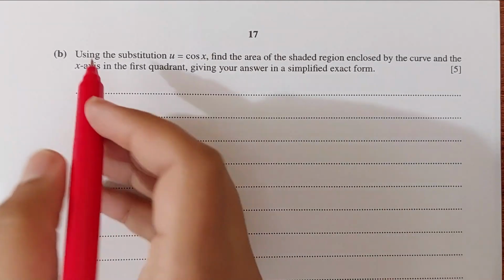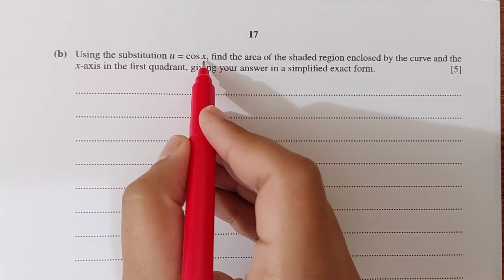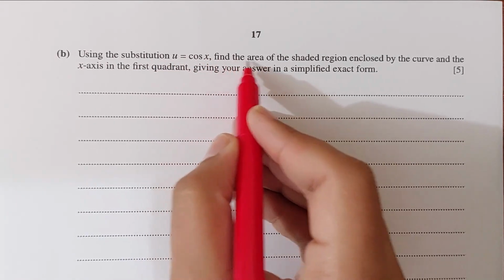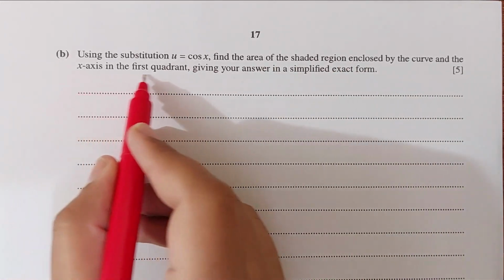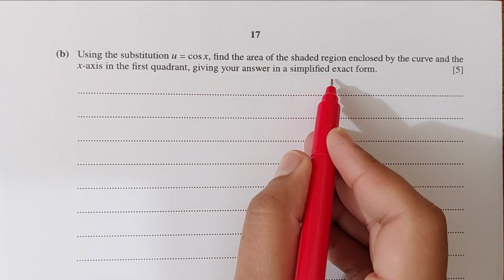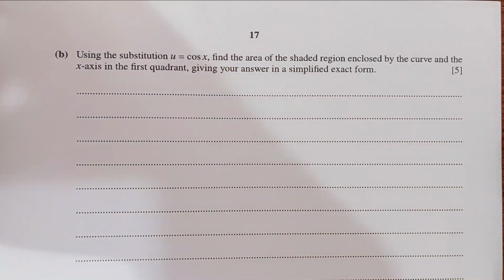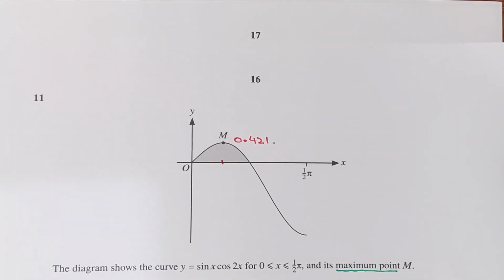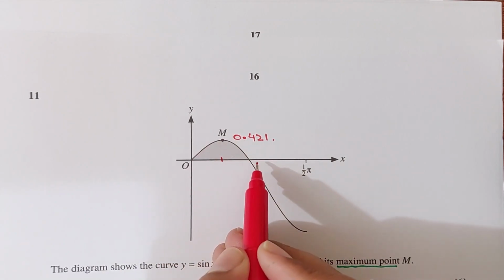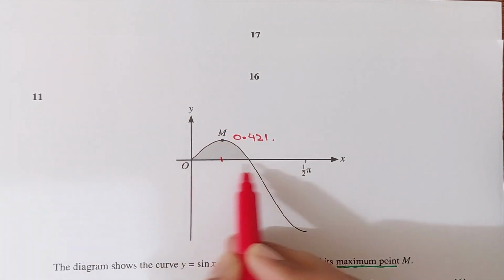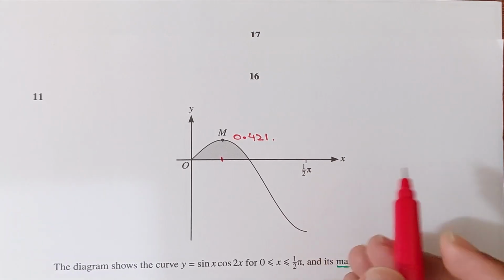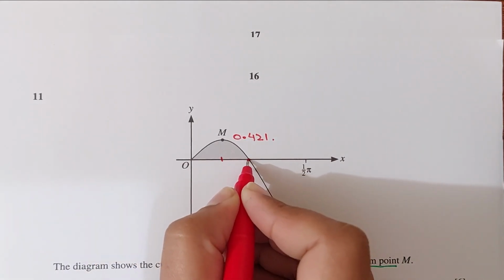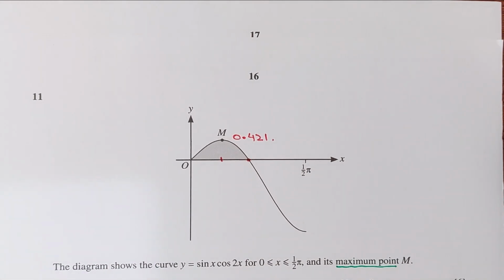Now for part B, using the substitution u equals cos x, find the area of the shaded region enclosed by the curve and the x-axis in the first quadrant, giving your answer in simplified exact form. Okay, area of the shaded region we have to find. As you can see, this is a shaded region. So the shaded region is enclosed by the curve and the x-axis in the first quadrant. So basically we have to integrate the curve between the limit x equals 0 to this point, right? So we have to find the other 0 for this curve, right?